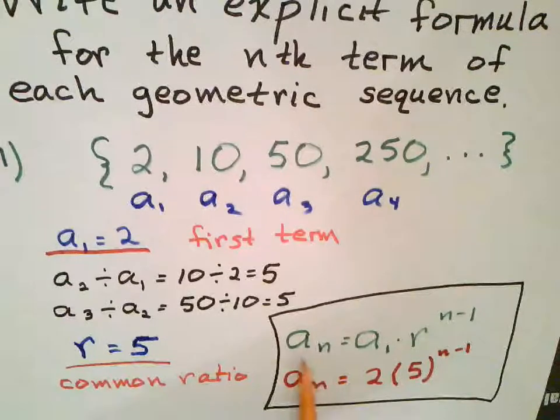Then we write down the nth term for the geometric sequence, and we have to replace the a sub 1 with 2 and the common ratio with 5. Notice that I put the common ratio in parentheses because this exponent, n minus 1, only refers to this common ratio. So our answer for the explicit formula is a sub n equals 2 times the common ratio 5 raised to the n minus 1 power.